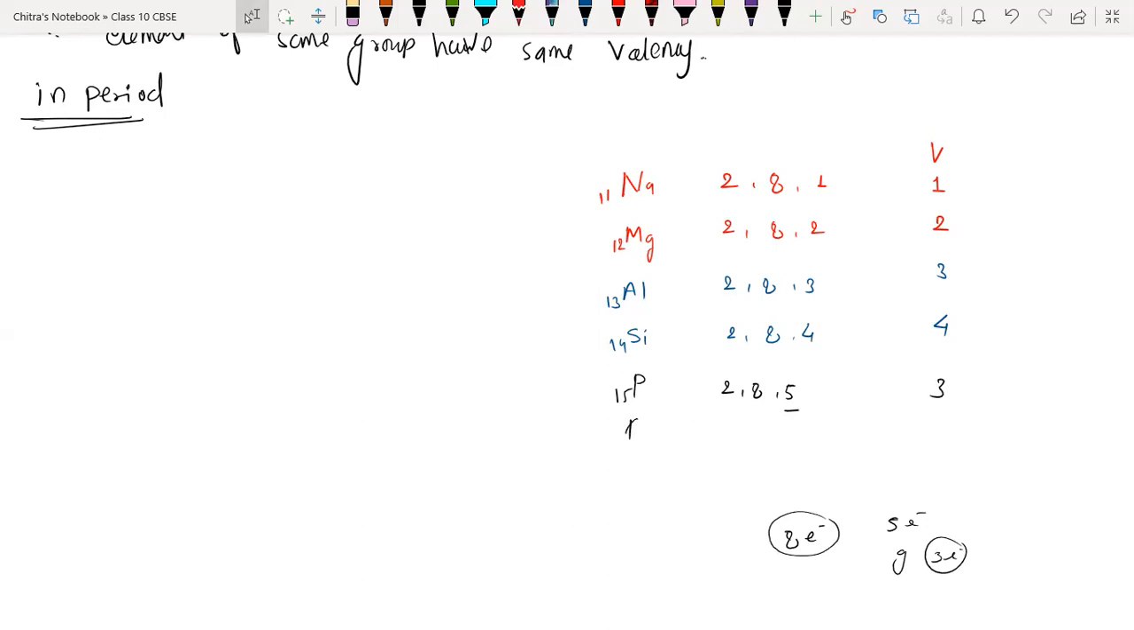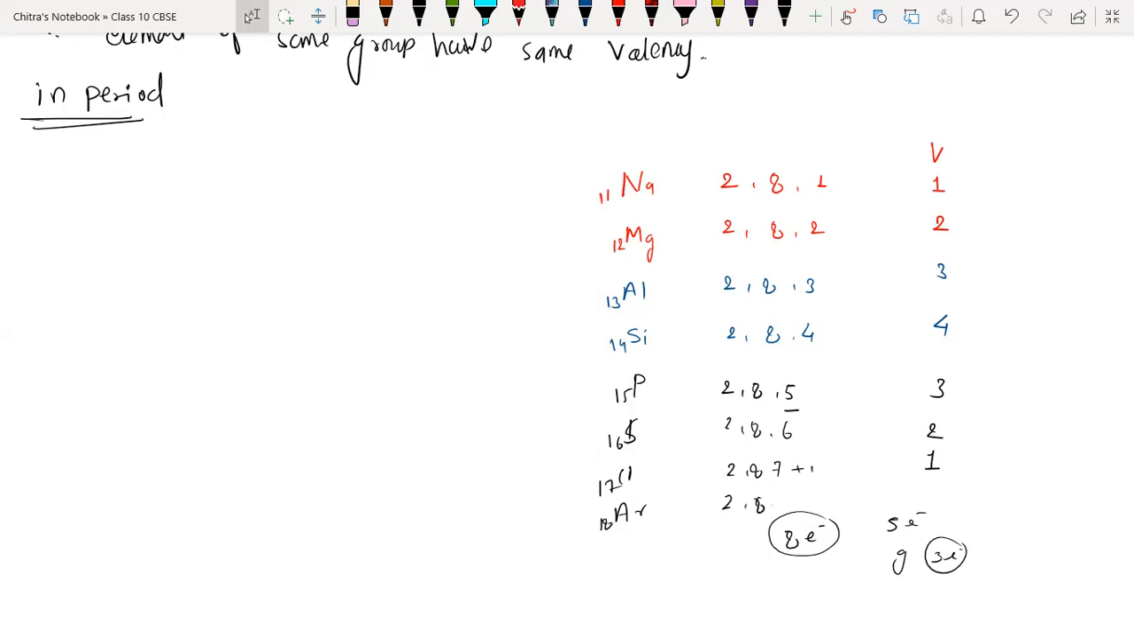After phosphorus, we have sulfur, atomic number 16, so 2, 8 and 6. So valency will be 2 because in order to have 8 electrons, it will gain 2 electrons. If we gain 2 electrons, that means valency will be 2. After sulfur, we have chlorine, atomic number 17. 2, 8, 7 will be the electronic configuration. So it will gain 1 electron, that means valency will be 1. Then we have argon, atomic number 18.